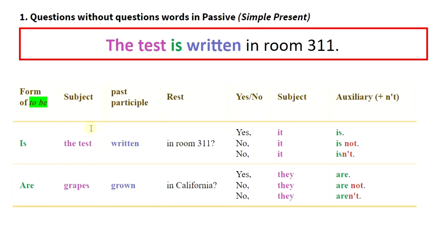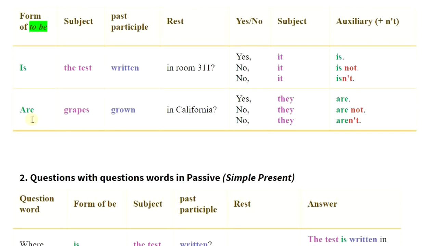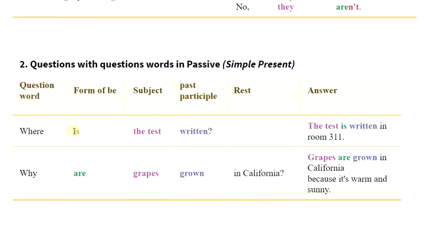Okay. Another example. Are grapes grown in California? Why are? Because grapes is plural. Yes, they are. No, they are not, or no, they aren't. And we can also come across some questions which have a question word at the beginning. So the structure is the same. The only difference is that we have to write this word at the beginning of the sentence.